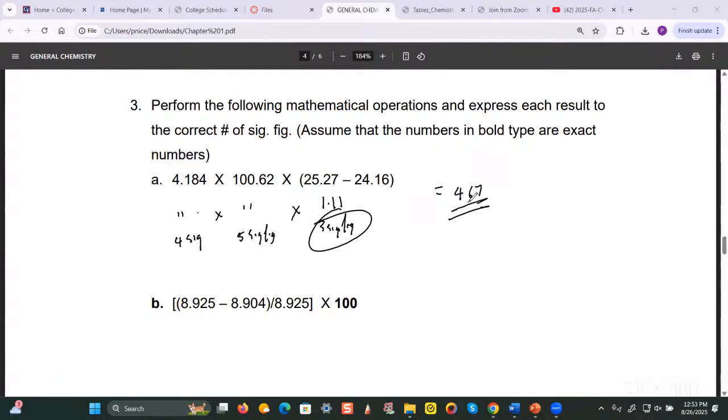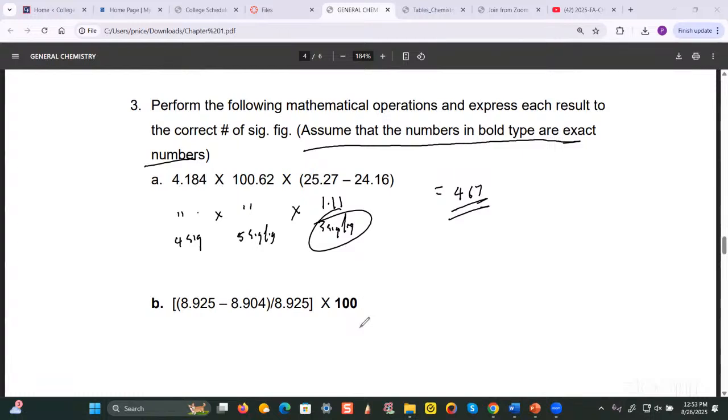Okay, so if you understand this one, how would you tackle this problem here? Now, one thing I neglected to mention, which didn't apply to the first question, but you should take note of: assume the numbers in bold type are exact numbers. That's a very important thing that you have to take into account when answering these questions. There are no bold numbers in the first one, so it does not affect our answer here. But for this one, it does, because the 100 is in bold type.